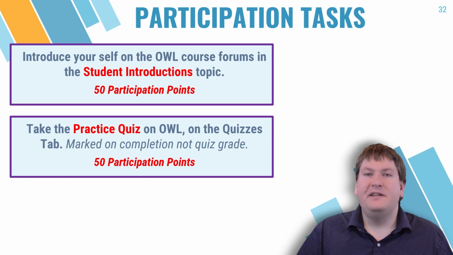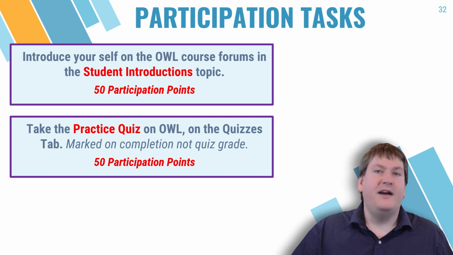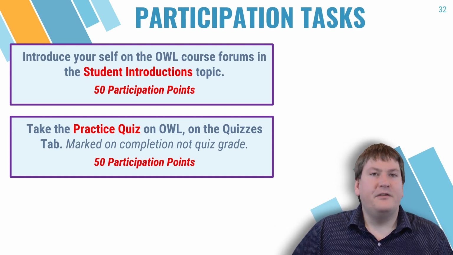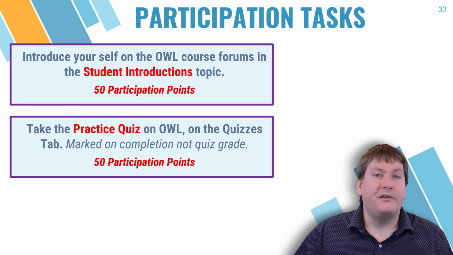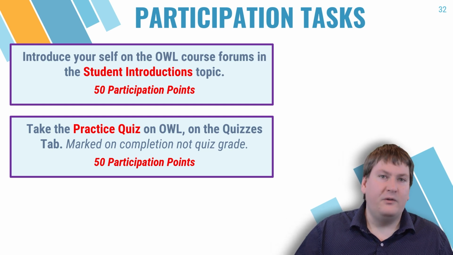The next activity is to take the practice quiz on OWL under the Quizzes tab. This quiz just has a few questions about the course syllabus, and you get the 50 points simply for taking the quiz. It doesn't matter what score you get on the quiz, as long as you complete it and have at least a non-zero score to show that you actually pushed some of the buttons. This practice quiz is meant to give you an idea of what the format and process is going to be for taking quizzes on OWL, as we are going to have 3 real quizzes eventually in the course. So keep in mind the real quizzes will have questions about the course content and not be based on what is in the course syllabus.